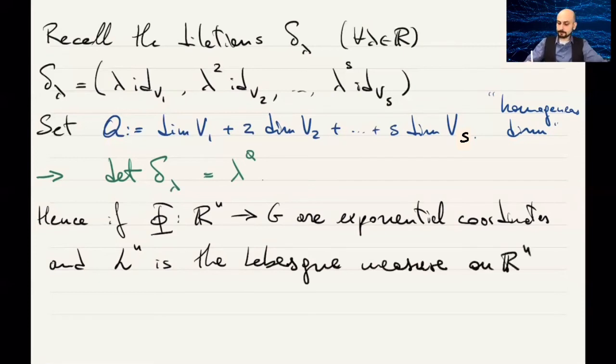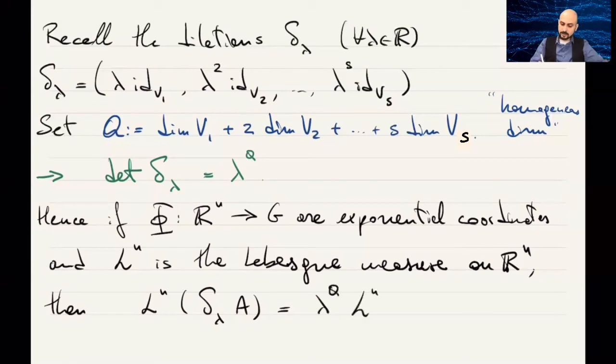On R^n, then the Lebesgue measure of a dilated set, since the dilation has determinant equal to lambda to the Q, is equal to lambda to the Q times the measure of the set. This is for all A Borel. Okay, so this property will be important.